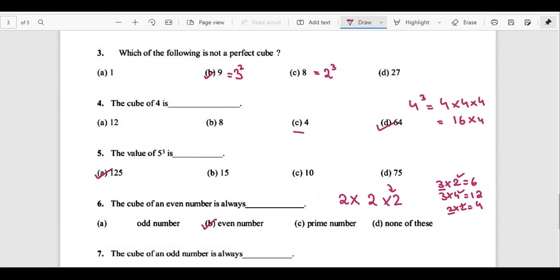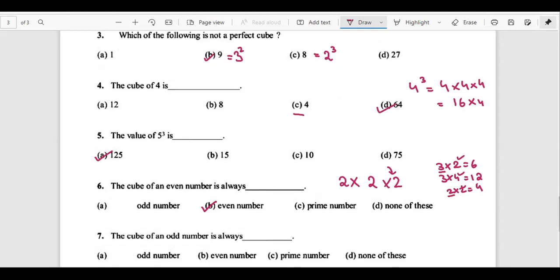Okay. And then we have the cube of an odd number is always? Odd. Yes, very good. Like the reason with the even numbers was that if you multiply a number with an even number, it will be even. So if we multiply a number with an odd number, it will be odd. Yes, very good. So are you clear?